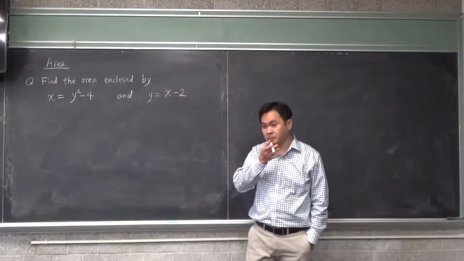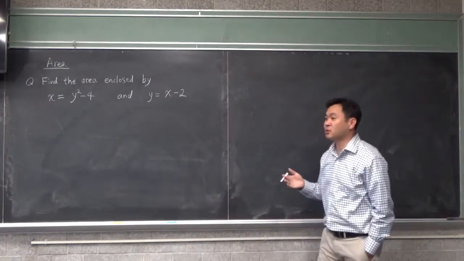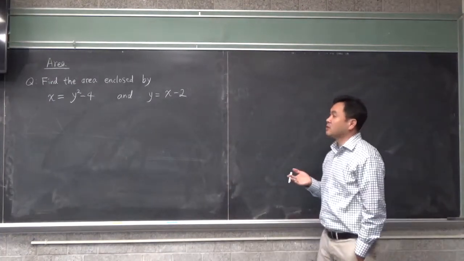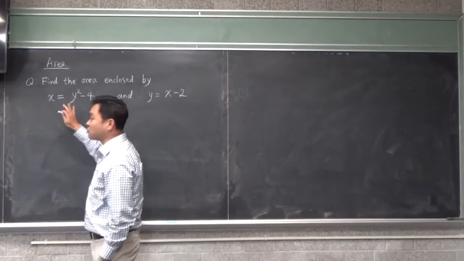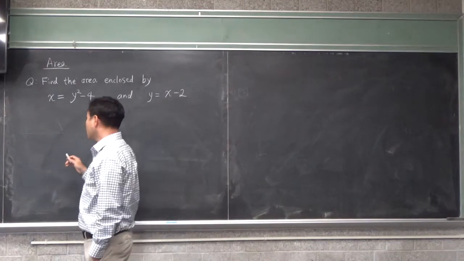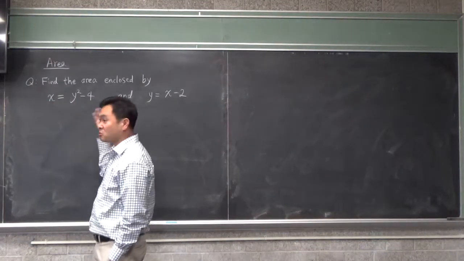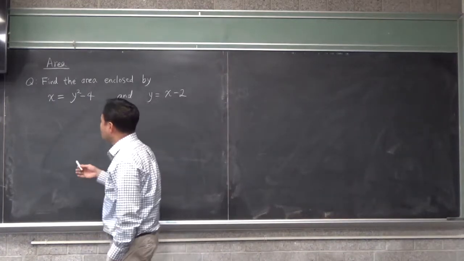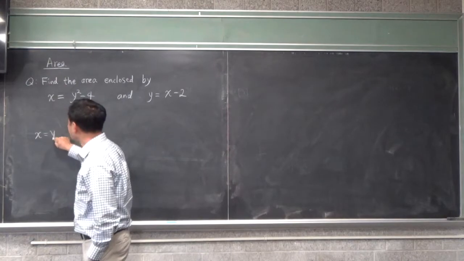Okay, for area questions, it's very helpful if you can draw the graph, except that since you have x equals y squared, some of you might have trouble thinking about that. So let's try to figure out the graph of this first, and then we'll move on to actually solving the problem. So first, think about x equals y squared.